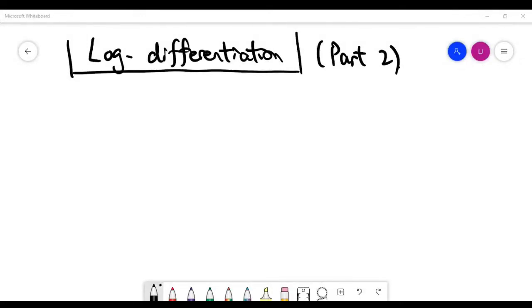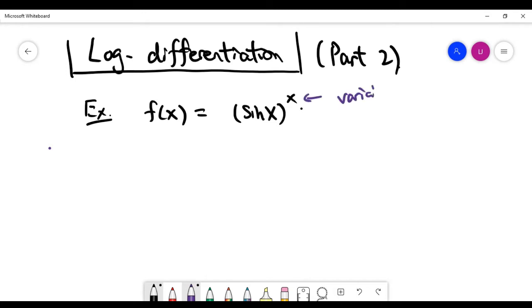So in this video, we'll look at more problems related to logarithmic differentiation. And let's look at the current problem. Now, f of x equals sine x to the power x. I would like to emphasize that the power is a variable x. And sometimes even more complicated examples can occur where the power actually contains a function of x. So in general, the power is not a constant now.